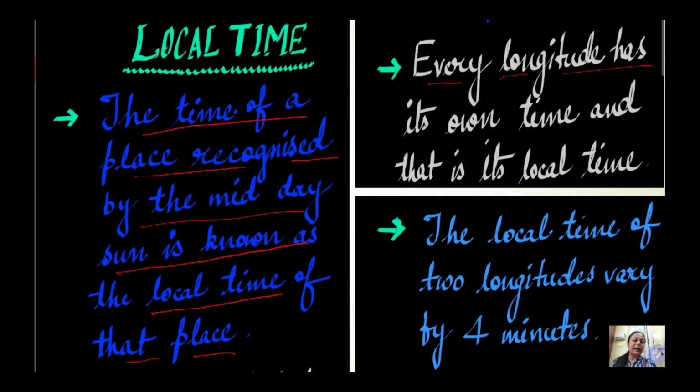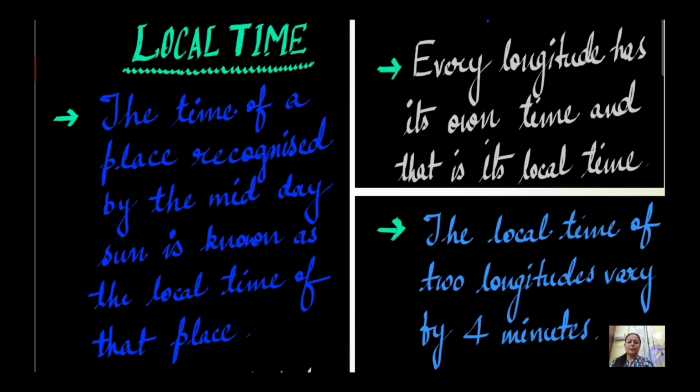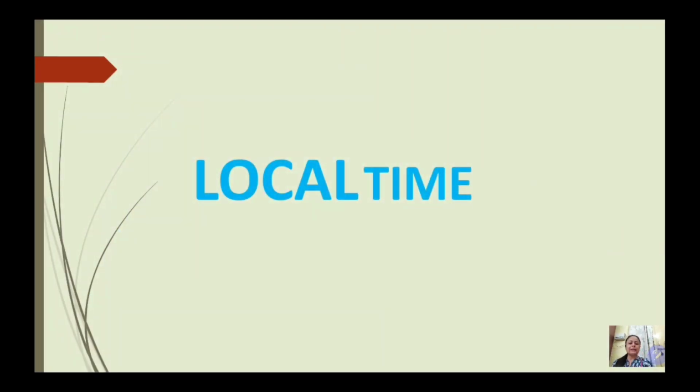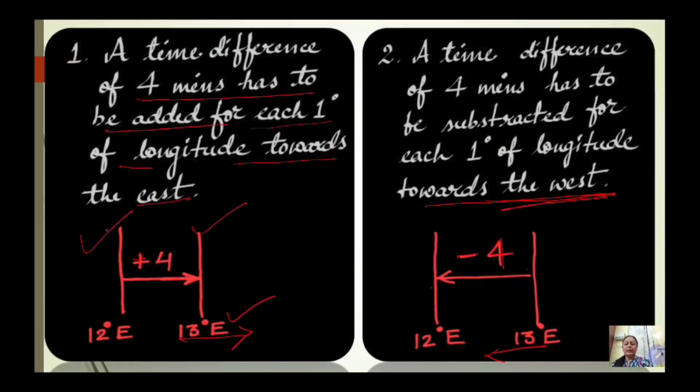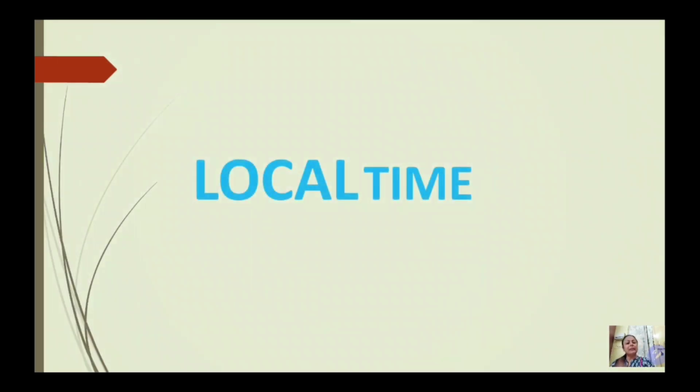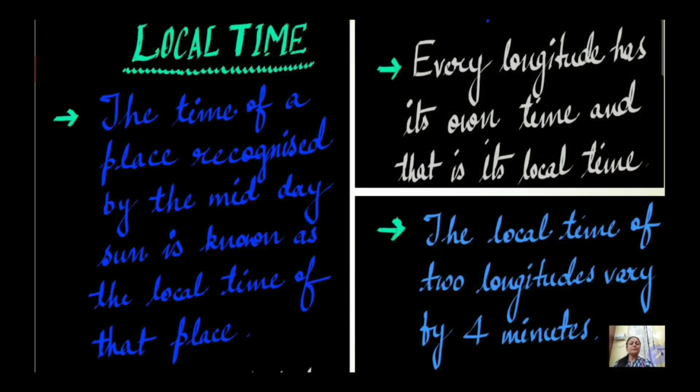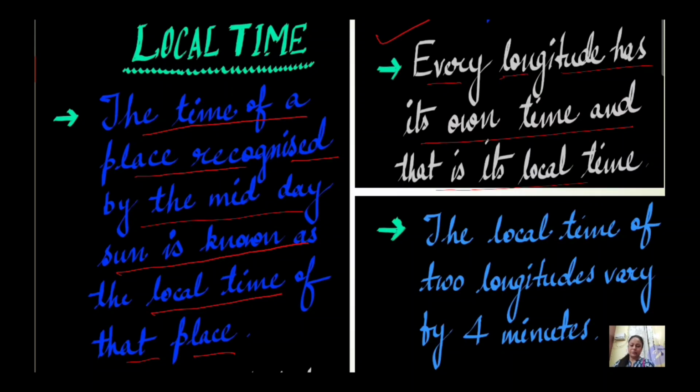Every longitude has its own time and this is local time. So students, if we consider the previous slide that we have seen just now, this longitude as well as this longitude, both of them have their own particular time. Even here also they have their own time. So every longitude has a time and that time is its local time. So this is what is meant in this statement.